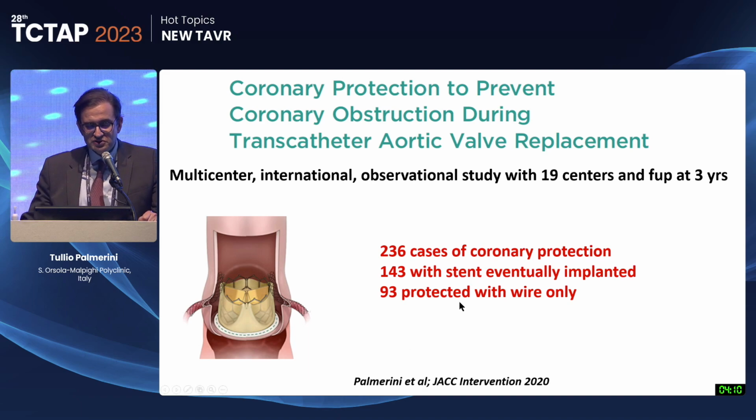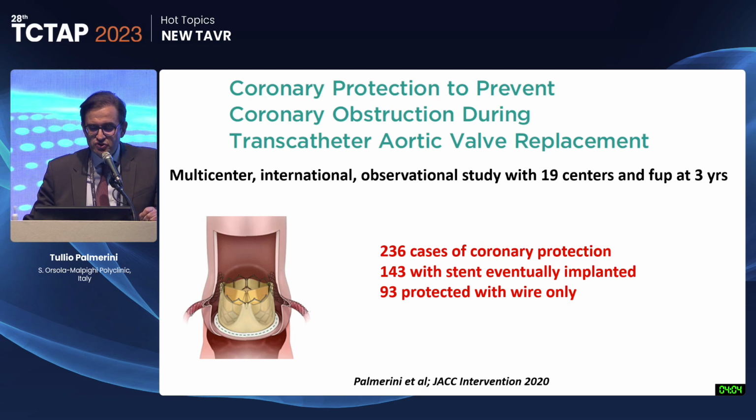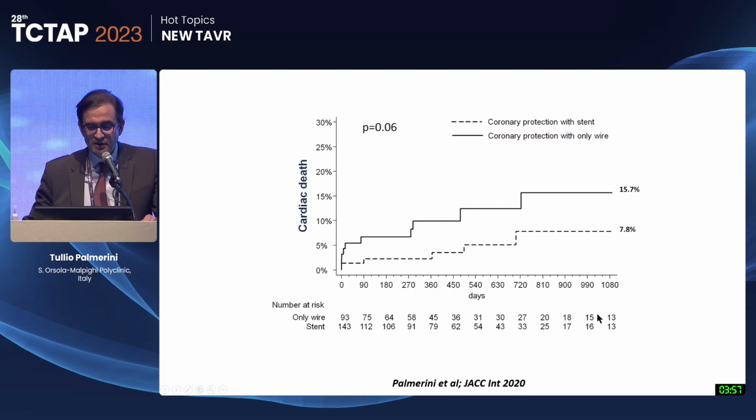So in this group, the operator performed the procedure with a wire in the coronary artery, and at the end of the procedure, he decided not to put the stent because he judged that there was no necessity to put a stent. So these are the results at 3 years, and surprisingly, you can see that mortality with coronary protection just with a wire was almost double than coronary protection with a stent.